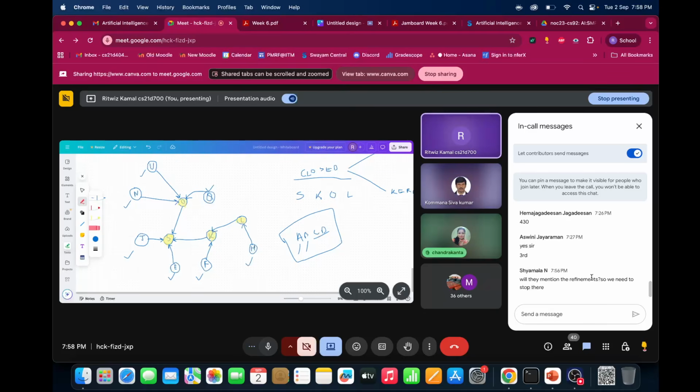Okay. Will they mention refinements? Yes. They will. The question will usually specify that you have to refine up until this point. Any other doubts that I left unsolved?